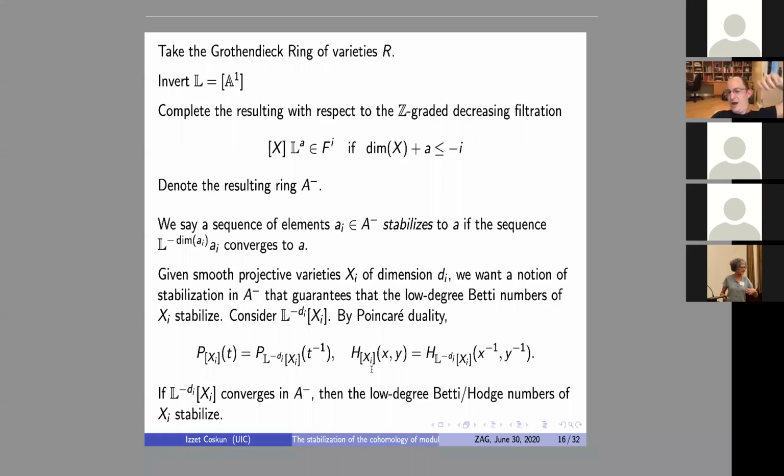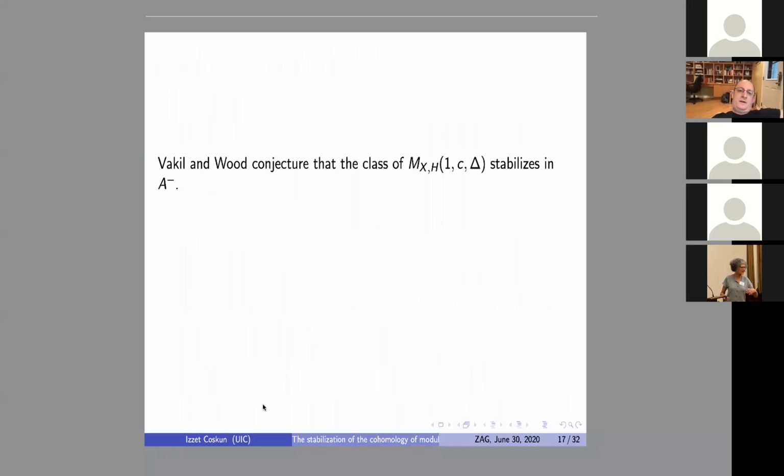And then similarly, you have the expression for the Hodge numbers, right? The point here is that if these numbers really converge in this A minus, then the low Betti and Hodge numbers stabilize. This is just some bookkeeping in this ring that tells you when these numbers stabilize, okay? So now Ravi Vakil and Melanie Wood conjectured that the classes of these moduli spaces in rank 1 stabilize in this ring.